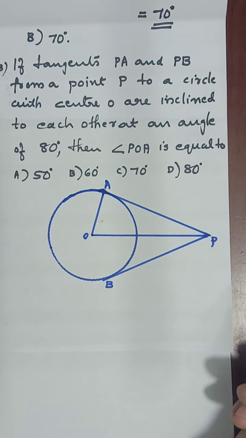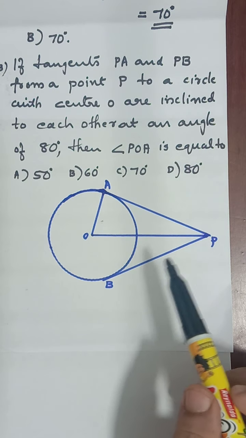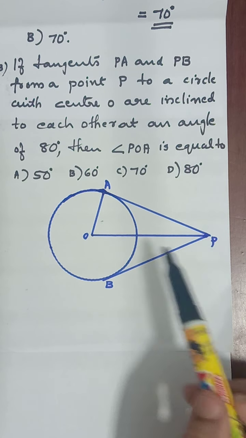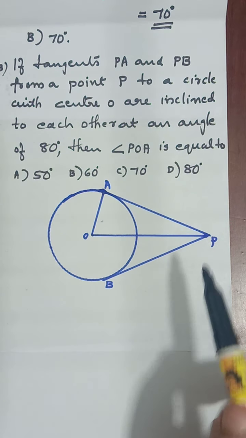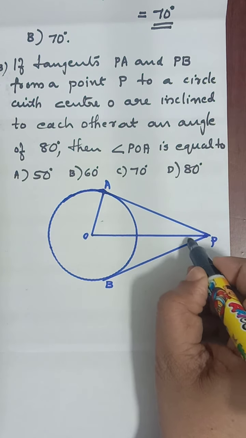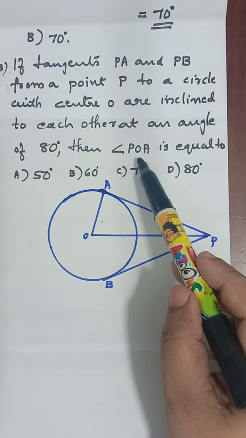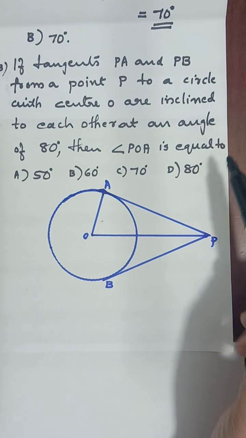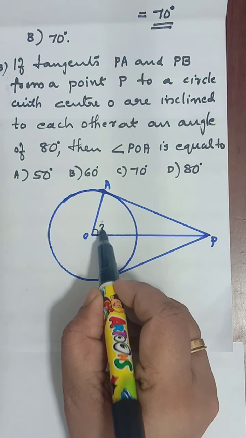Let us see the third question. If tangents PA and PB from a point P to a circle with center O are inclined to each other at an angle of 80 degrees, so this angle is 80 degrees, then angle POA is equal to angle POA. This angle here we have to find out.